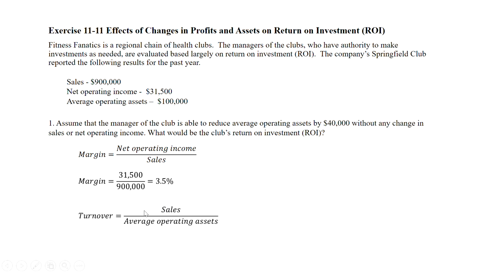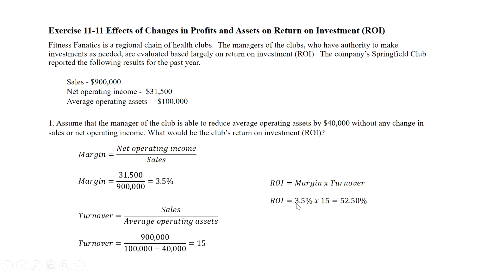Where we're going to have a change is turnover. Same sales of 900,000, but this time we're reducing average operating assets by 40,000. So we're going to take the 100,000 minus 40,000. So 900,000 divided by 60,000 is going to be 15. Wow, that is a huge increase from where we started. And we'll see our ROI now is going to go to 3.5% times 15. We went from 30-something percent ROI to now 52.5%. That's a huge bump up in our overall profitability here.